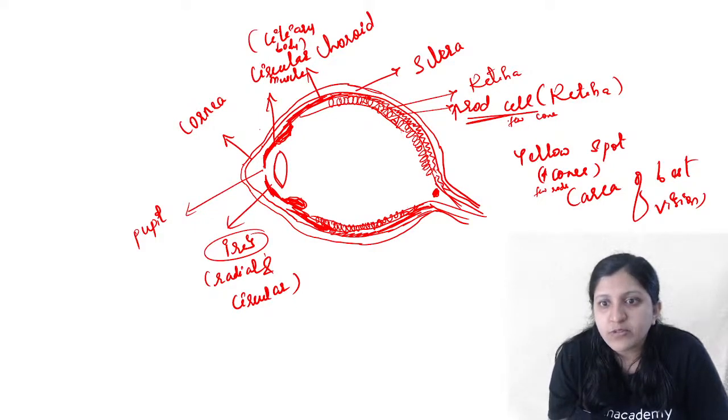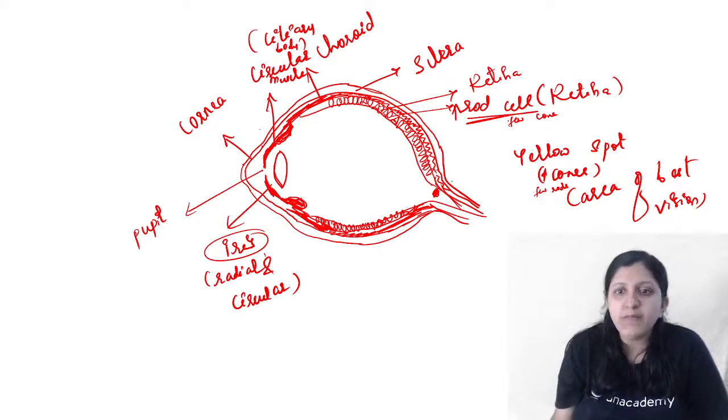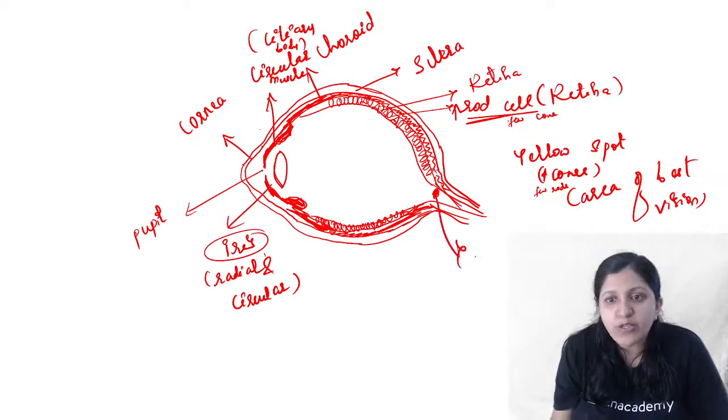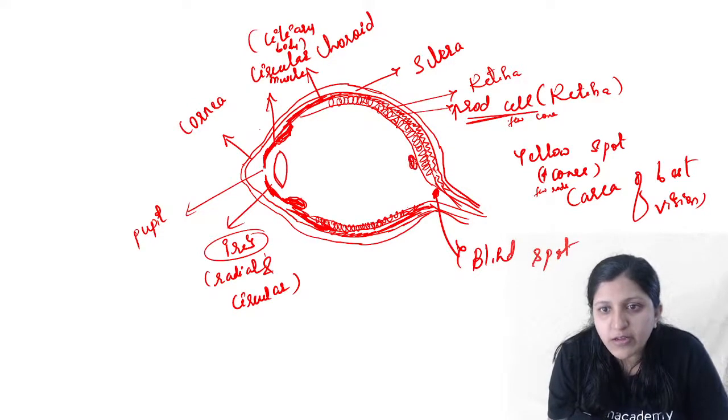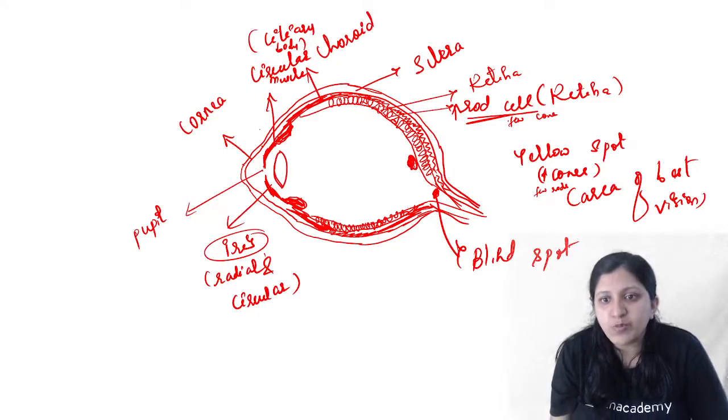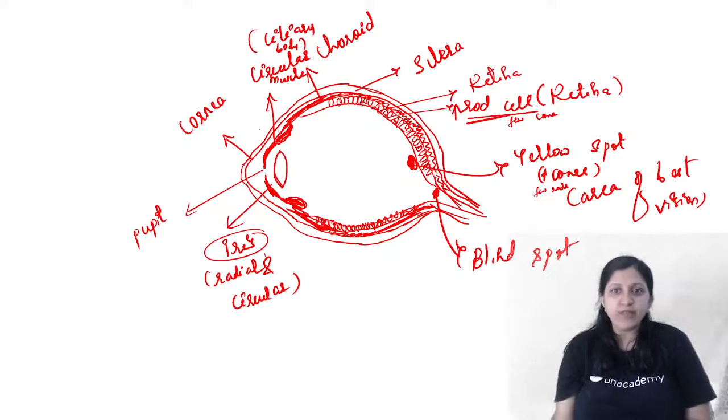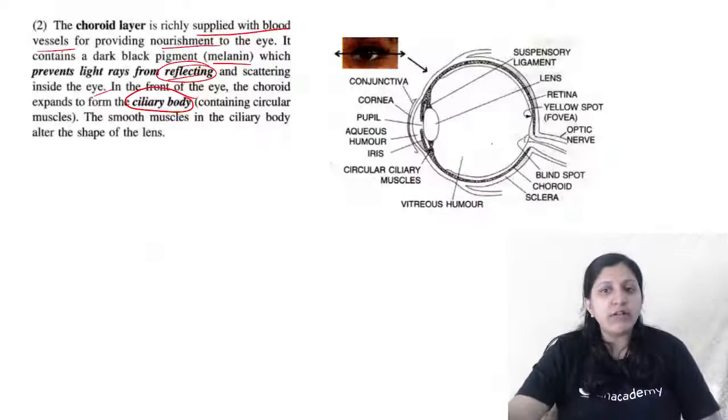Okay, so this was actually the retina, which is continuing as such. This particular spot, what is this? This is actually the blind spot. And somewhere here you will find the yellow spot. So this one is actually the yellow spot, which you will find in the retina itself.